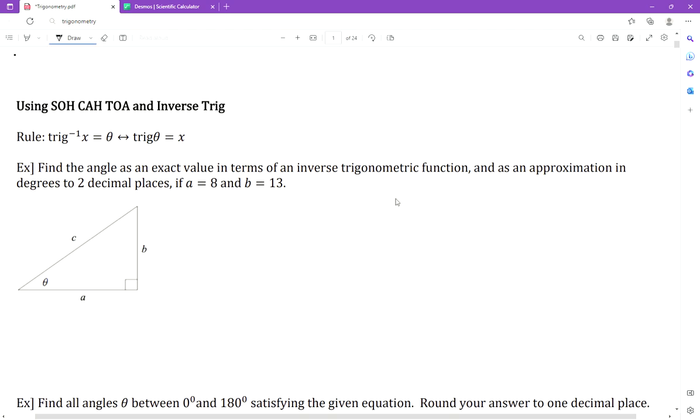Hey everyone, and welcome to our video of using SOHCAHTOA with inverse trig. So we're going to start this by looking at a triangle, and then we're going to find an angle with a calculator. But one of the ways that we do this is this rule right here.